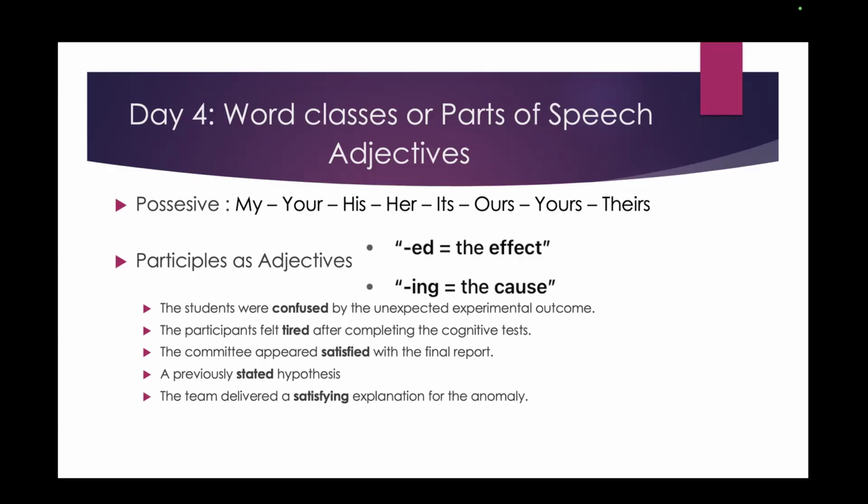And here we have some examples of adjectives that end in -ing, and these are adjectives that are describing a thing or the cause. So: the team delivered a satisfying explanation for the anomaly. So this satisfying, ending in -ing, is modifying the noun, which in this case is explanation. So, satisfying explanation.